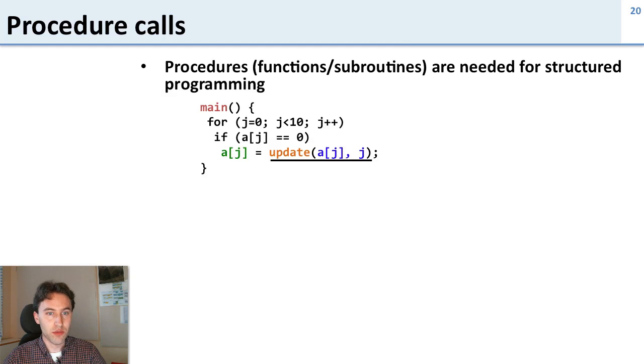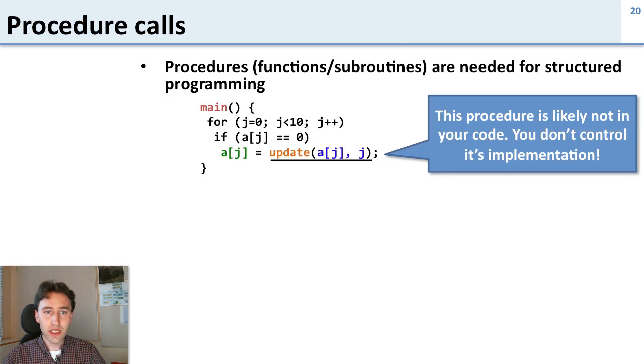If you look at an example of the program we have here, we have a main function, and that main function is going to call another function or another subroutine, this update function. And there are a bunch of things we need to be able to do here. We need to make sure we can call this without messing up what's going on in main.